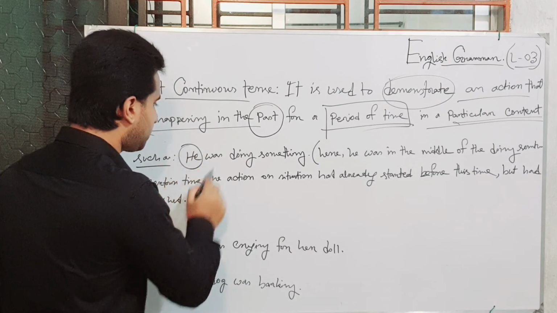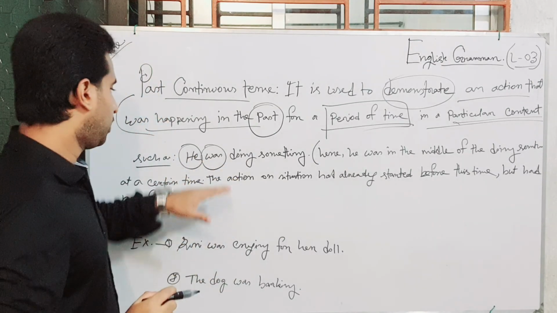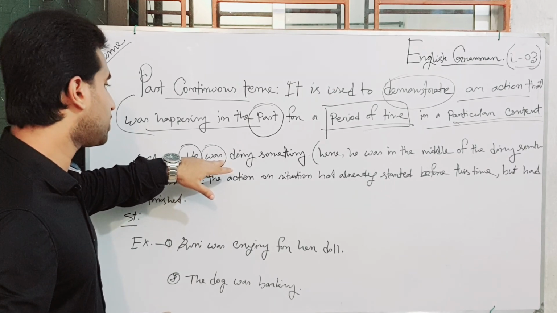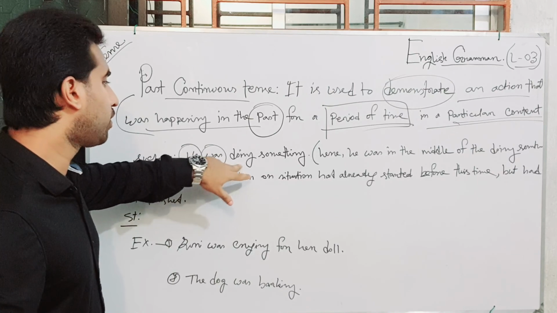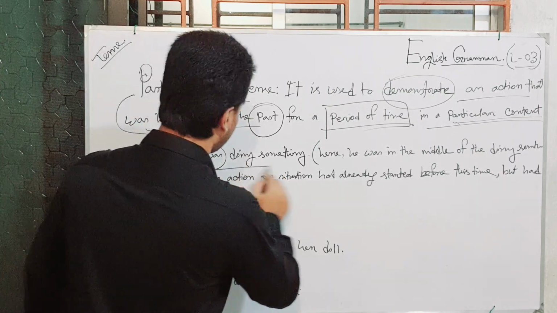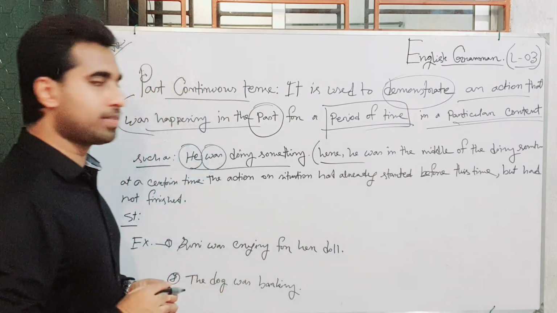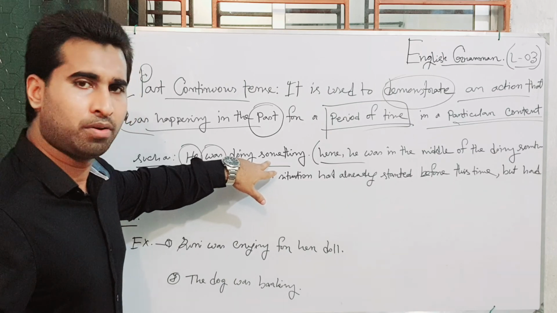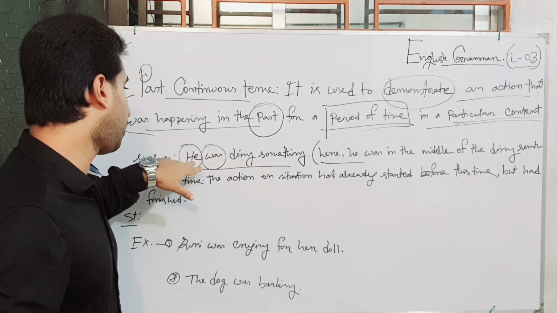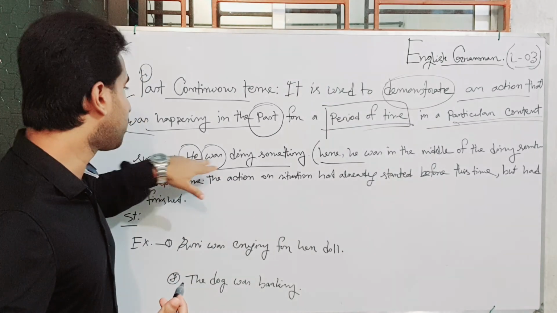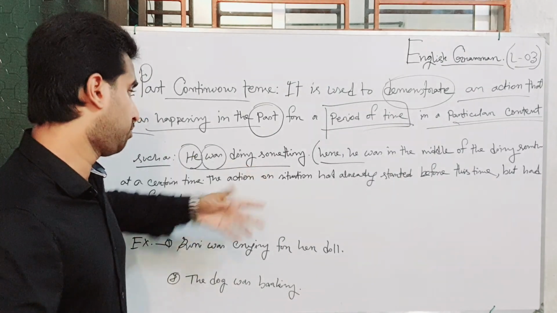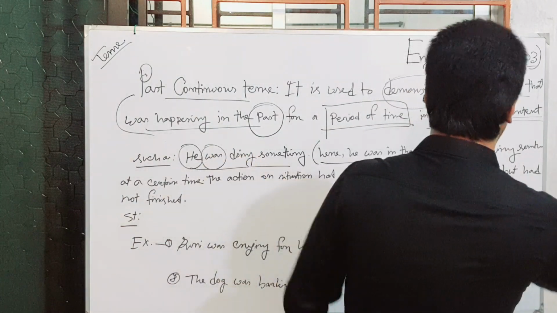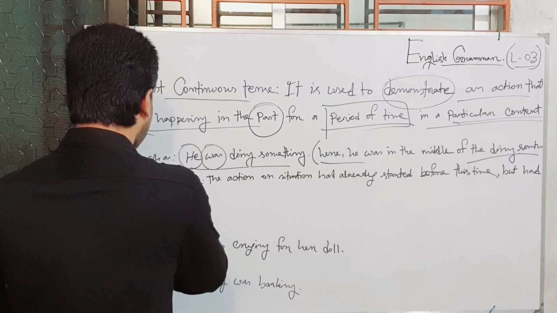He, subject, was. Was is an auxiliary verb, the past form of the auxiliary verb is, then doing something. Here he was in the middle of doing something, because he was doing something. We don't know more about it. We know he was doing something, but nothing more about this sentence.